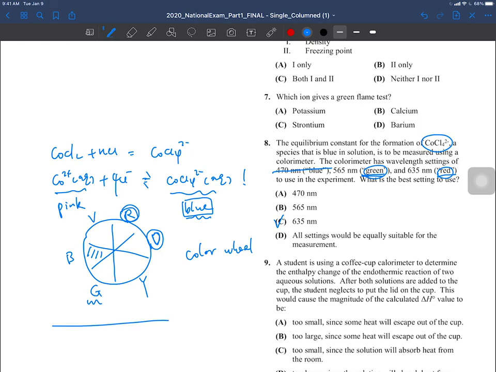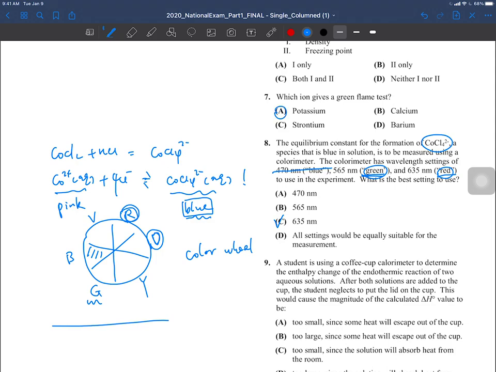So the next one, let me see, is number 7. Which ion gives a green flame test? I'm sorry to tell you, for the flame test, that is something you need to memorize. There's no really a very good explanation for you, but there are some common elements or metals whose flame color you really need to memorize.